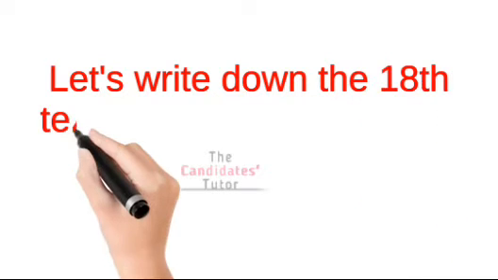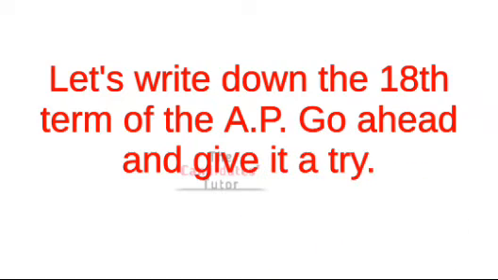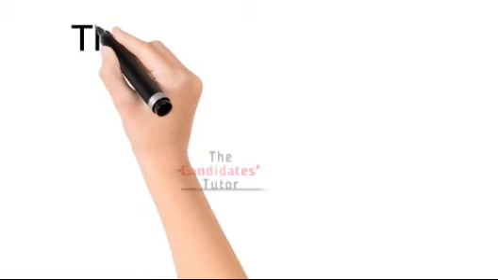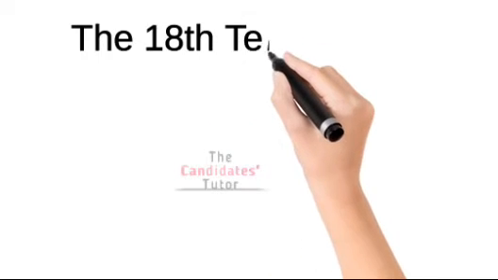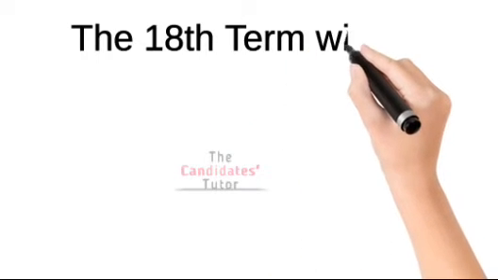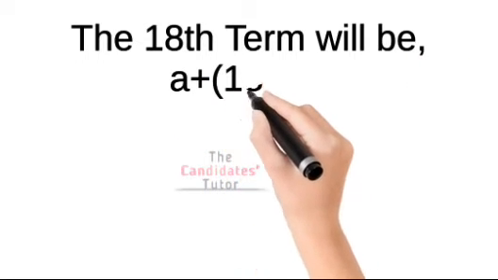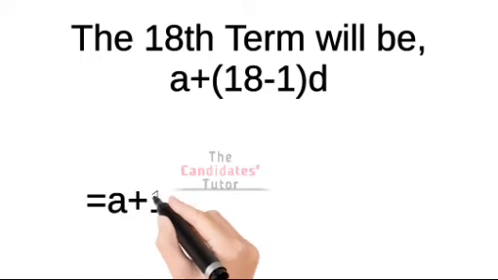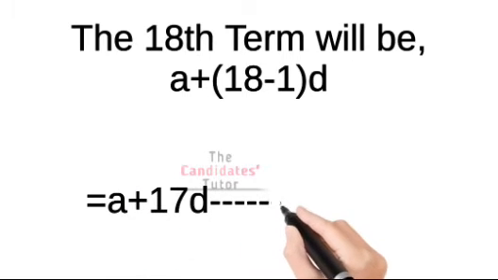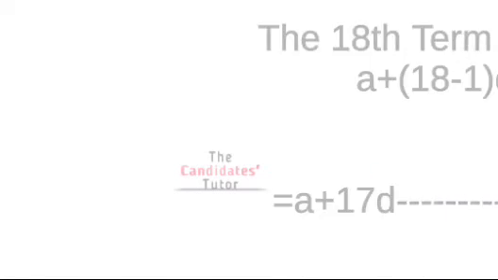So let's write down the 18th term of the AP. You can pause the video as usual and give it a try. Now, if you write the 18th term of this AP or linear sequence, n is now going to be 18. Wherever we see n, we put 18 there. So we have a plus (18 minus 1)d, and simplifying this, we get a plus 17d as equation 4.